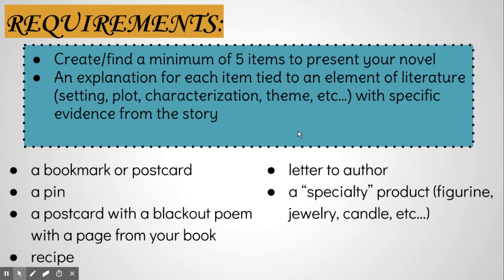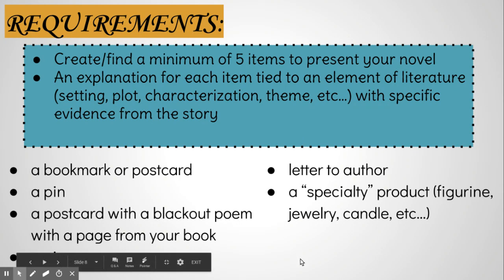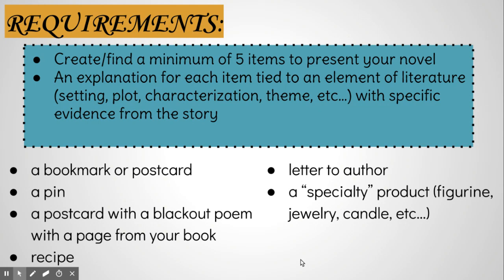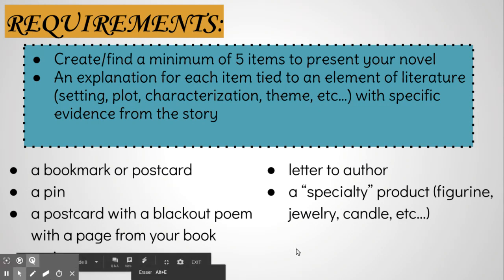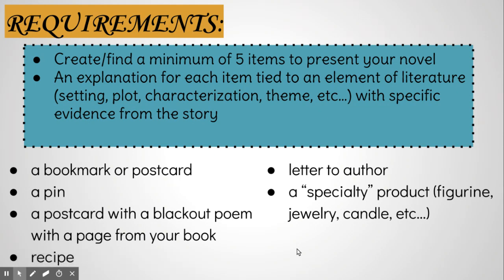So your requirements are 5 items that represent your novel and an explanation of how that item ties to an element of literature. And you need to make sure you're using some specific evidence from the story. I should be able to open your book to this page and say, this is the part that you're referring to. I put some ideas down here, and you'll see them scattered throughout this presentation, but you can put anything in there you want. What I haven't talked about is a recipe. Maybe you can find a recipe online that you put on a note card that has something that your characters ate in your book.